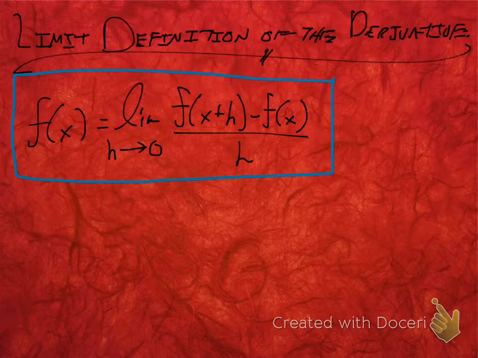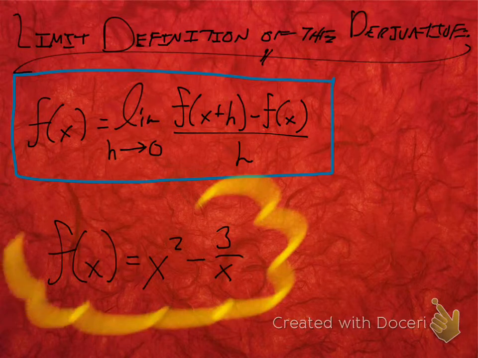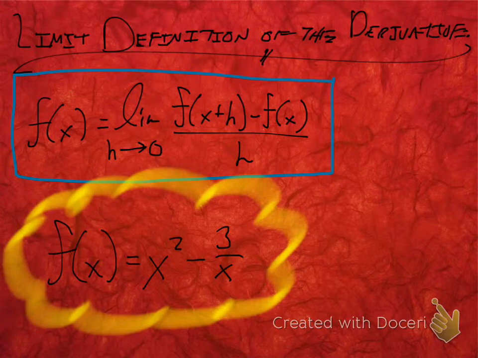And the function I'm interested in today, I want to use this to calculate the derivative of this function. f of x equals x squared minus a rational, 3 over x. So this is what I want us to figure out the derivative for. This guy right here. So what do we need to do?